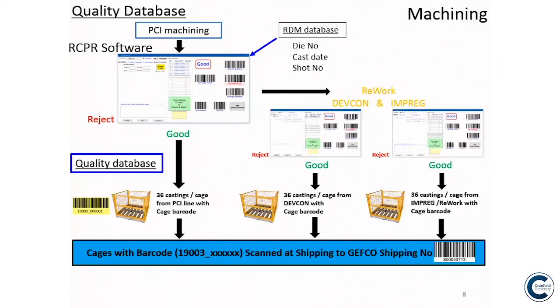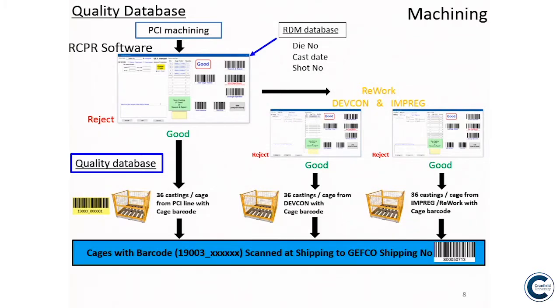So if it's a reject casting, it is recorded by defect type, defect location, and that's sent off to the database. It's recorded. If it's rework, it goes for its rework process. Then at another terminal, the operator scans the casting into a cage, and we have a unique 2D matrix barcode on the cage, so we know which 36 castings are in that cage.